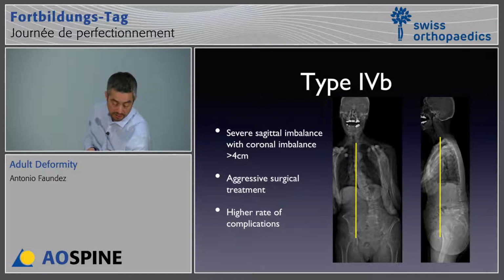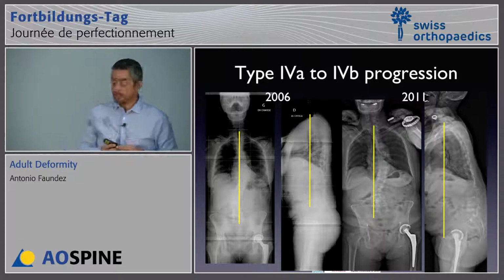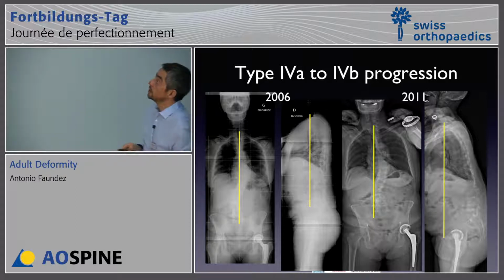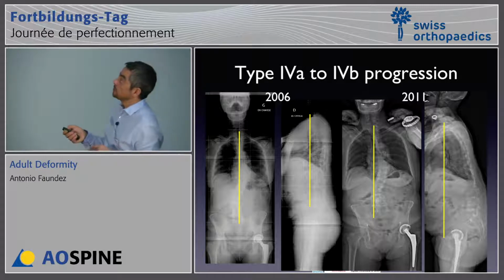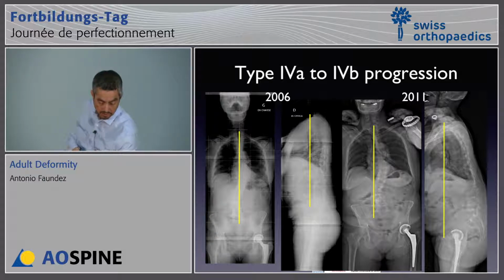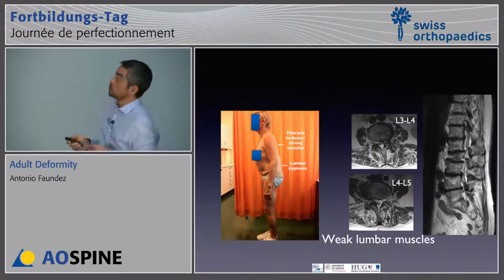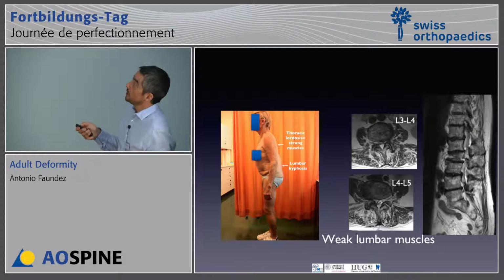The complication rates get higher, obviously, because we're dealing with older patients, and a more aggressive surgery to correct the global imbalance. And you can have progression, for example, in this case from type 4A, which is balanced in the coronal plane, to type 4B, with an imbalance in the coronal plane and increased imbalance in the sagittal plane. So in these cases, you again need to analyze what is the compensation abilities of these patients.